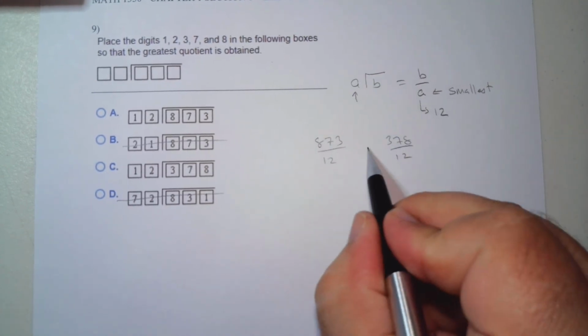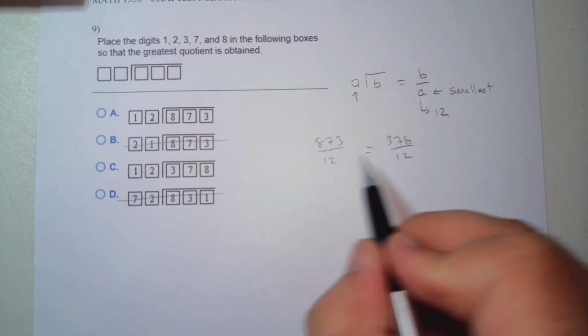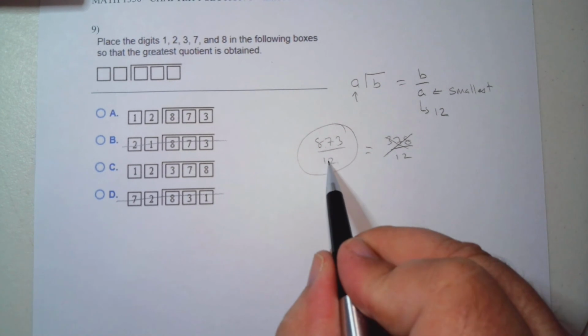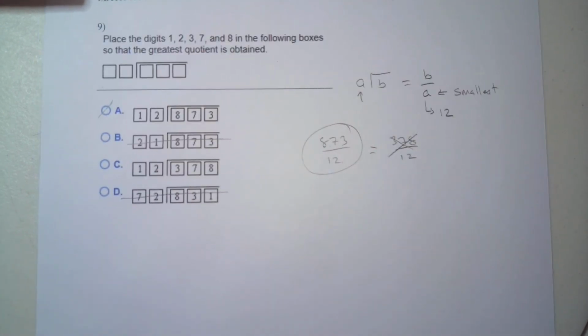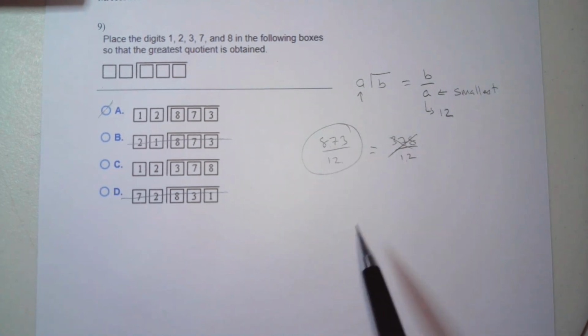Obviously, since these are both the same denominator, the bigger number on top gives you the bigger number. So 873, so it's A. Remember, when you compare fractions, if the bottom number is the same, look for the bigger number on top, and that tells you the bigger answer.